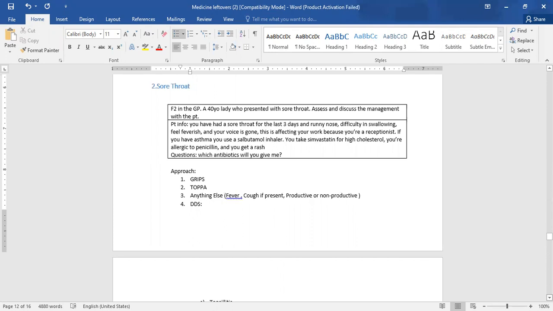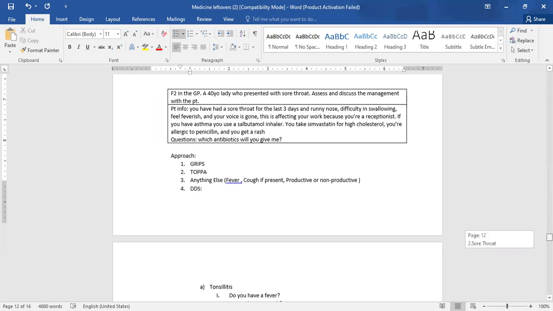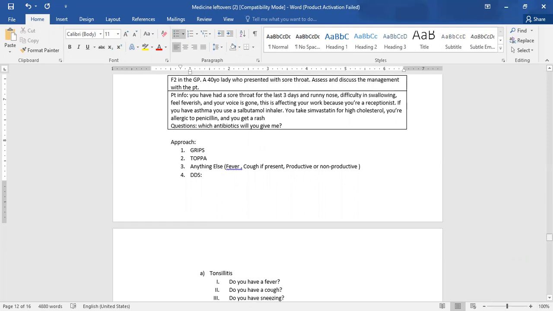A 40-year-old presented with sore throat, assess and discuss management. Patient info: sore throat for the last 3 days, runny nose, difficulty in swallowing, feeling feverish. Taking simvastatin, allergic to penicillin, and what antibiotics will you give? This is the question. So there are a few things that you won't miss here, because in the management in this scenario, it is very important for you to know: are you going to start the antibiotics, or do you need to start the patient on antibiotics? And if you are going to start them on antibiotics, which antibiotic? Okay, because she is already taking simvastatin.